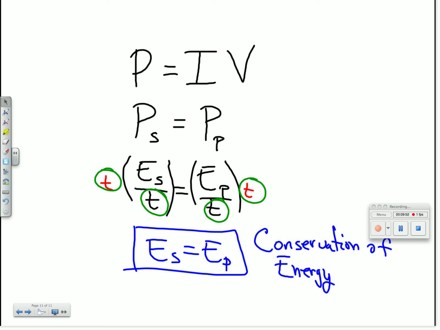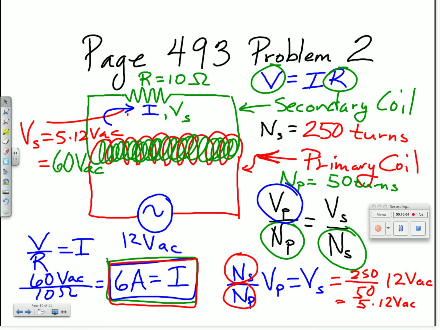Let me ask you a quick question. Do we know the current in the secondary? Do we know the voltage in the secondary? Let's go back and see. We do have our voltage in the secondary. We know what that is. It's 60 volts AC. And we know what our current is. It's 6 amps. So 60 volts times 6 amps, it's going to be 360 watts.